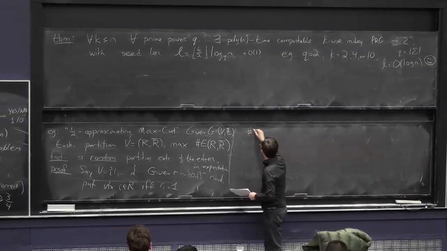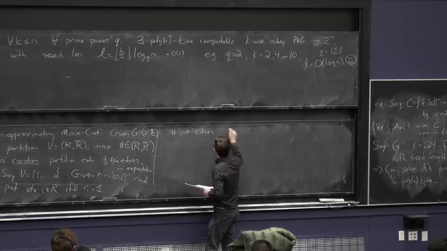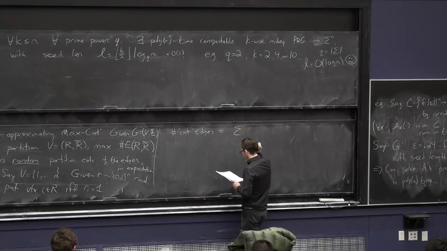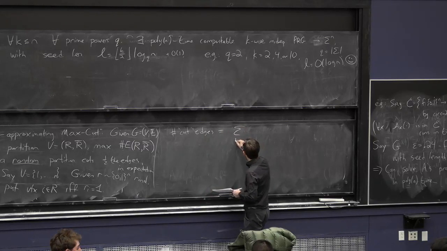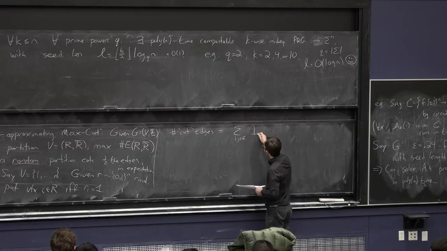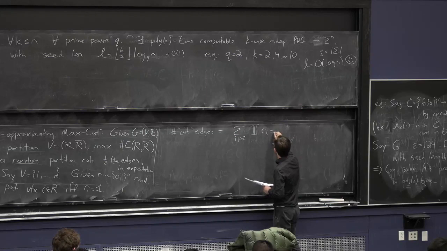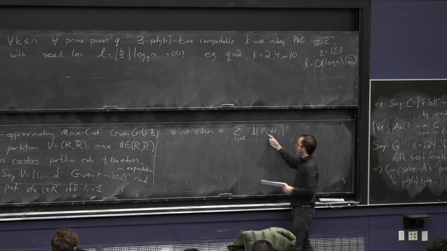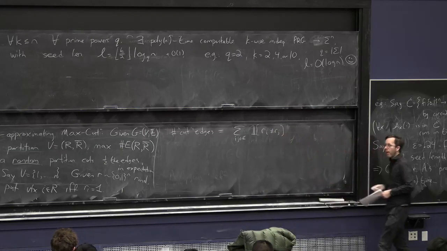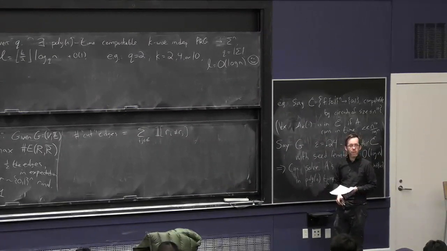So the number of cut edges is equal to the sum over all edges ij in the graph of the 1, 0 indicator that Ri differs from Rj. This exactly says that in your random partition, vertices i and j are on opposite parts of the partition.